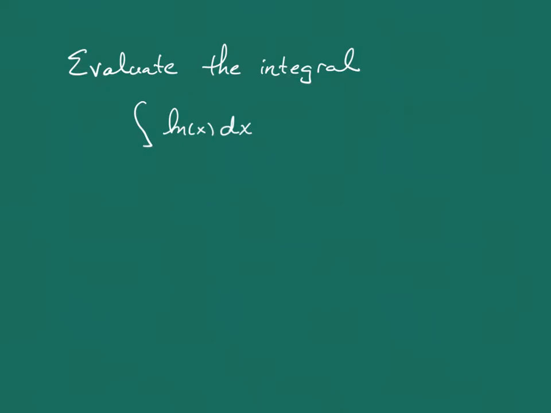So suppose somebody gives us an integral and says, hey, I need you to evaluate the integral of the natural log of x. Now, this one is a little bit different in that it doesn't look like we actually have two separate functions, but really we do in this case. And the two separate functions, if we look at it in the right way, are really just 1 times the natural log of x dx.